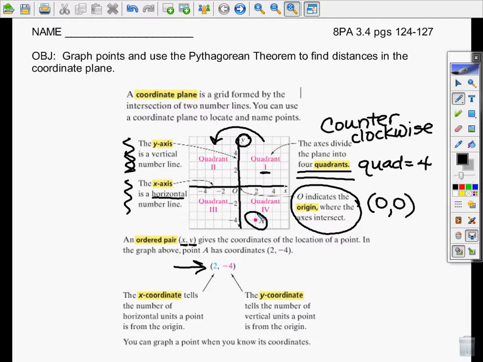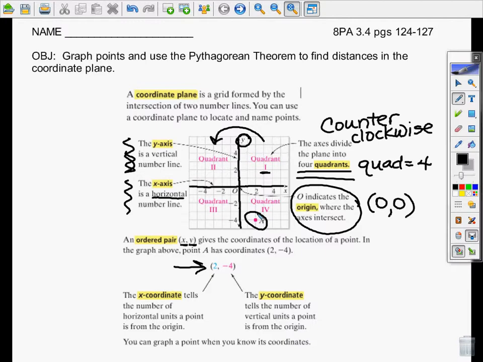And there, that's where you would locate the point (2, -4). It's right there. And of course, what quadrant is it in? The fourth quadrant. Okay? Roman numeral IV. That's fourth quadrant. Okay? So, any questions on that so far? Just some basics right here.